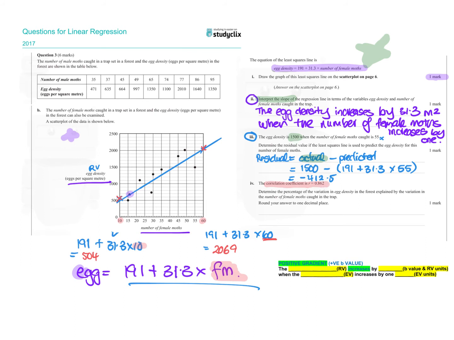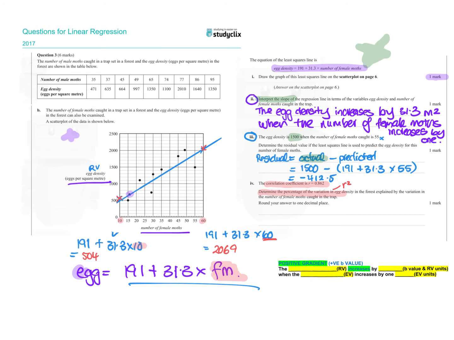Okay, the correlation coefficient is 0.862. So that's the R. When you see this, determine the percentage of variation. Determine the percentage of variation. That is talking about R squared. Yeah?